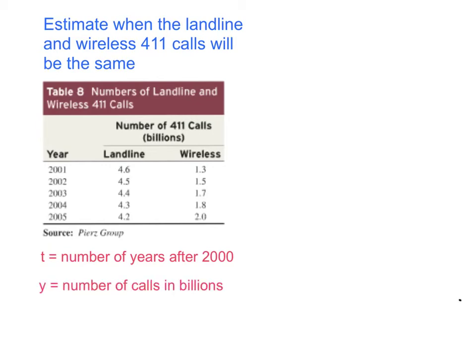So I'm actually going to put a new column in here for t. So t would be 1, 2, 3, 4, 5, because that's the number of years after 2000. And then the landline, that would be your y. You actually have two different y's, so I'll call that y1. And your wireless is another y, so y2.